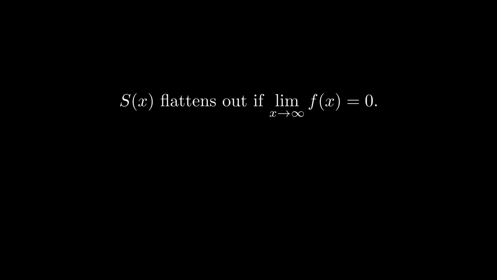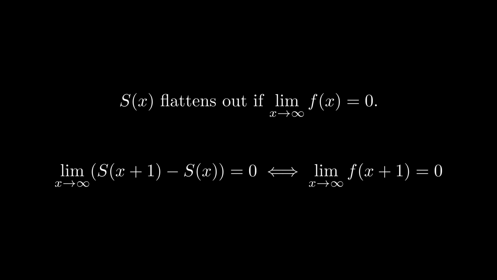Okay, I admit it doesn't make too much sense to define a property of one function, s, in terms of another function, f. If we didn't know that these two functions were related to each other, this definition would be nonsense. But we can fix this with our handy-dandy recursive formula. If we rearrange it a bit, we see that s of x plus 1 minus s of x is equal to f of x plus 1. So if one side of this expression approaches 0, then so does the other side.